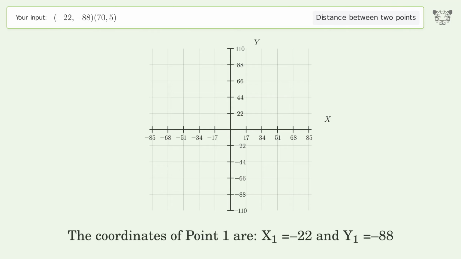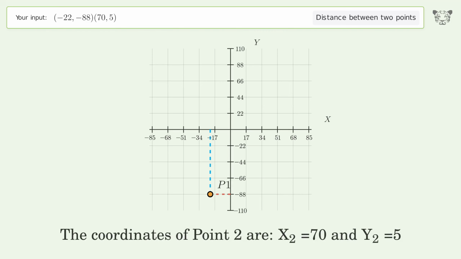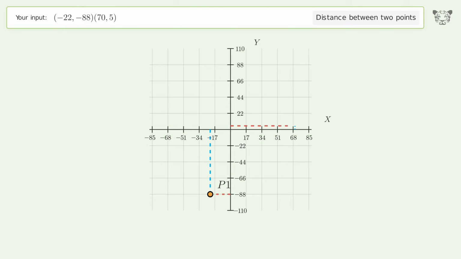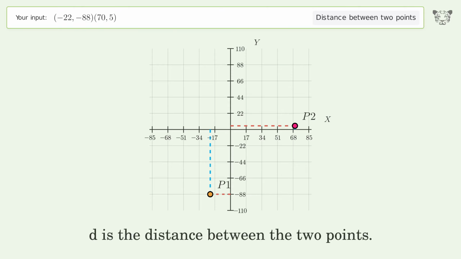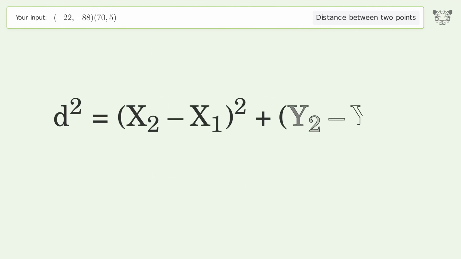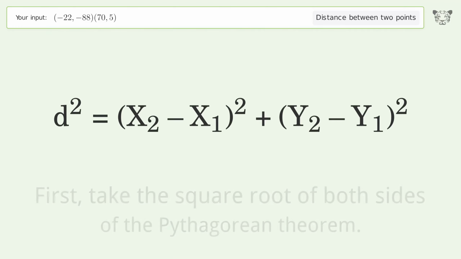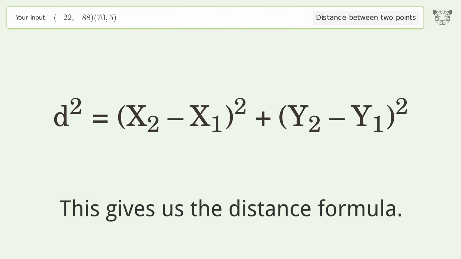The coordinates of point 1 are x1 equals -22 and y1 equals -88. The coordinates of point 2 are x2 equals 70 and y2 equals 5. D is the distance between the 2 points. First, take the square root of both sides of the Pythagorean theorem. This gives us the distance formula.